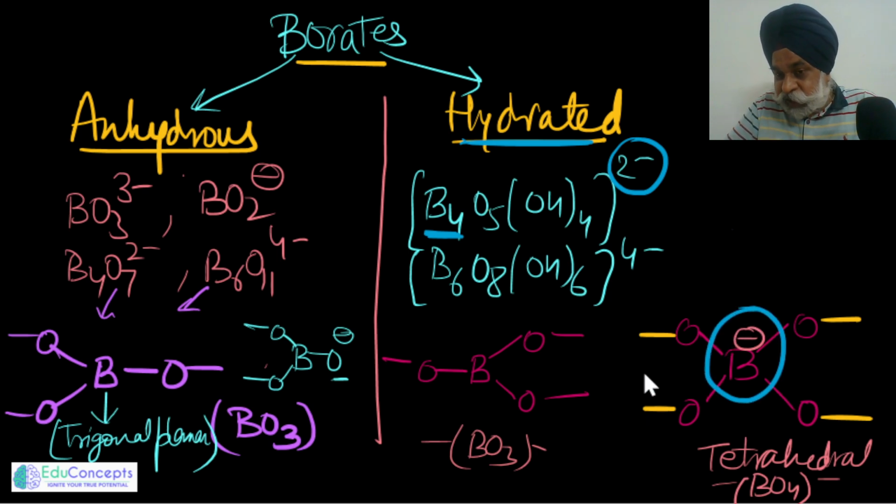Whenever the boron is in the tetrahedral form in an oxyanion, that particular boron is going to get the negative charge. This is the first thing you always have to remember. Say, for example, in this there is B6 and the charge is 4 negative, so there must be 4 borons which are in this form. So this is very important to remember.